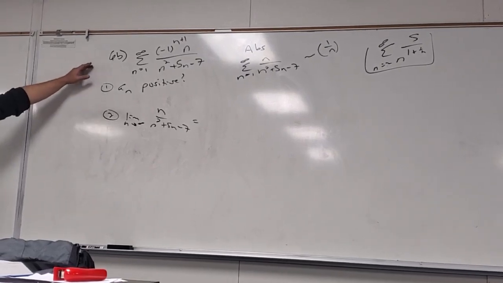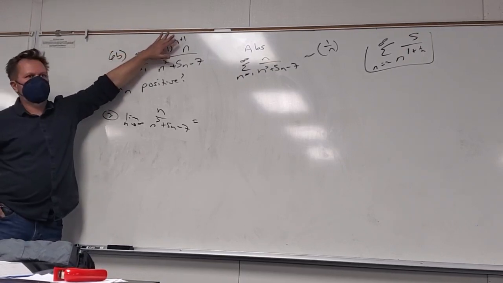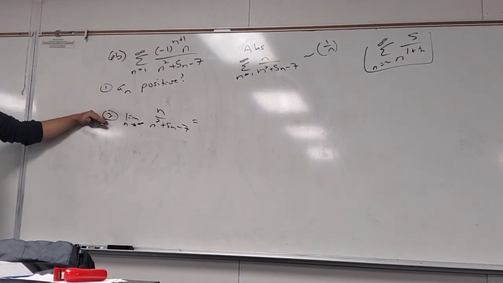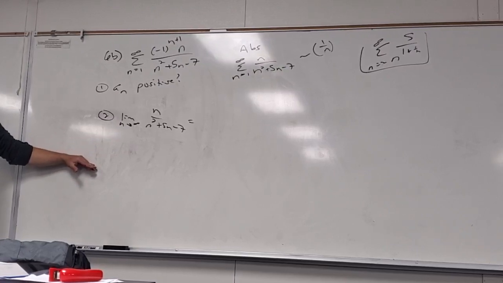So alternating series test. They have to be positive elements when you take the negative 1 away. The limit has to be 0. And what's the third thing? Kind of gave it away earlier.